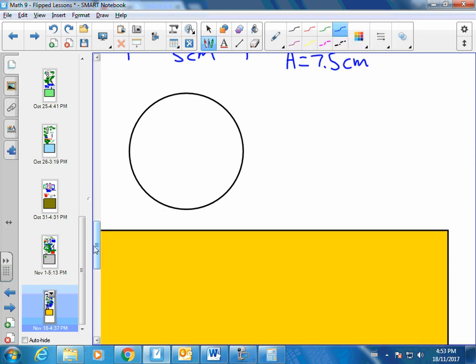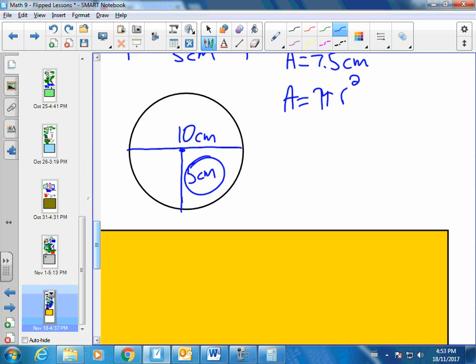So the formula for area of a circle: area equals pi times the radius squared. Remember, we talked about our circle in the example being 10 centimeters, but then the radius was actually 5 centimeters. We are going to be using our radius number in this particular equation. So our area is going to equal pi times 5 squared.